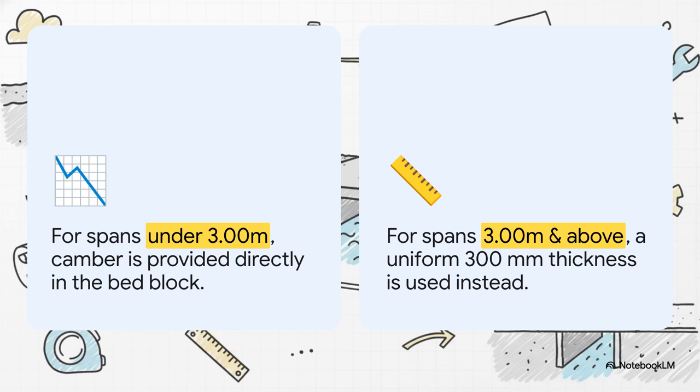If your clear span is under 3.00 meters, the camber, which is that slight convex slope to drain water off the road, is strictly provided by varying the depth right within the bedblock itself. But if your span hits 3.00 meters or above, that rule completely changes. For those larger spans, you instead use a uniform 300mm thickness for the block.